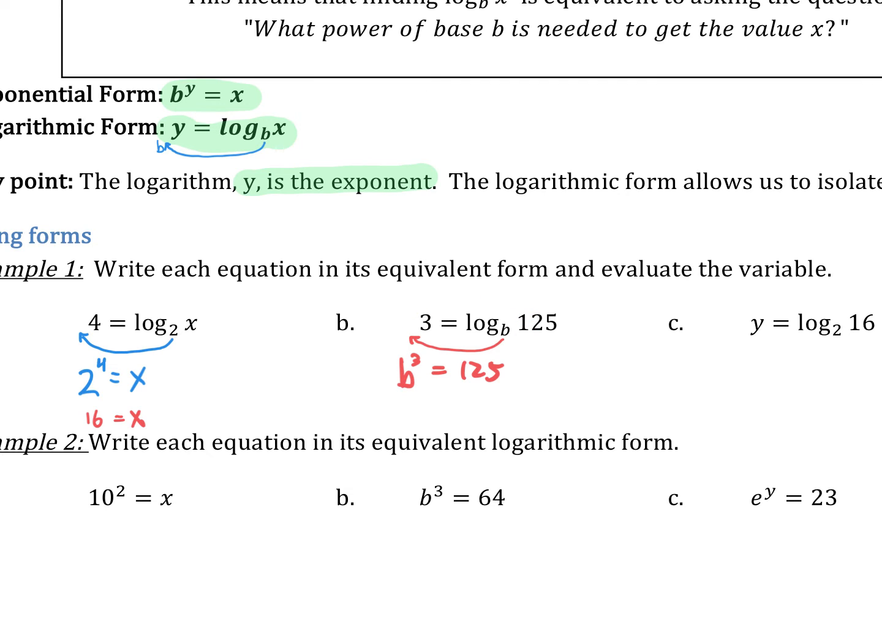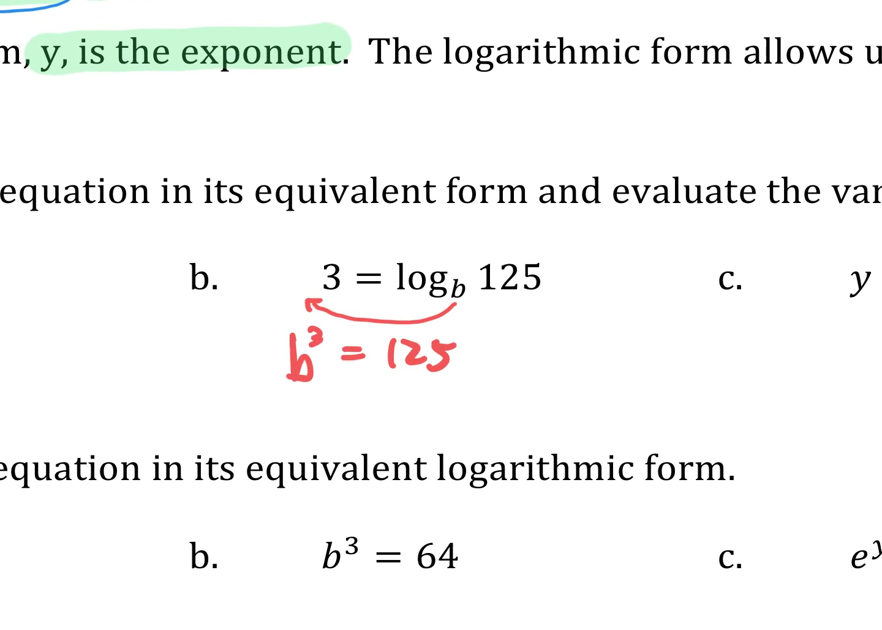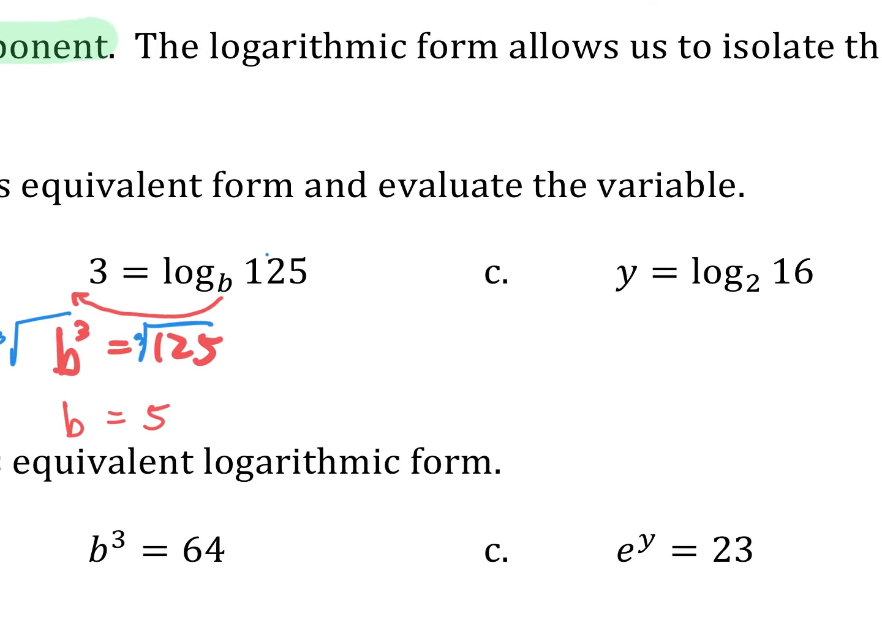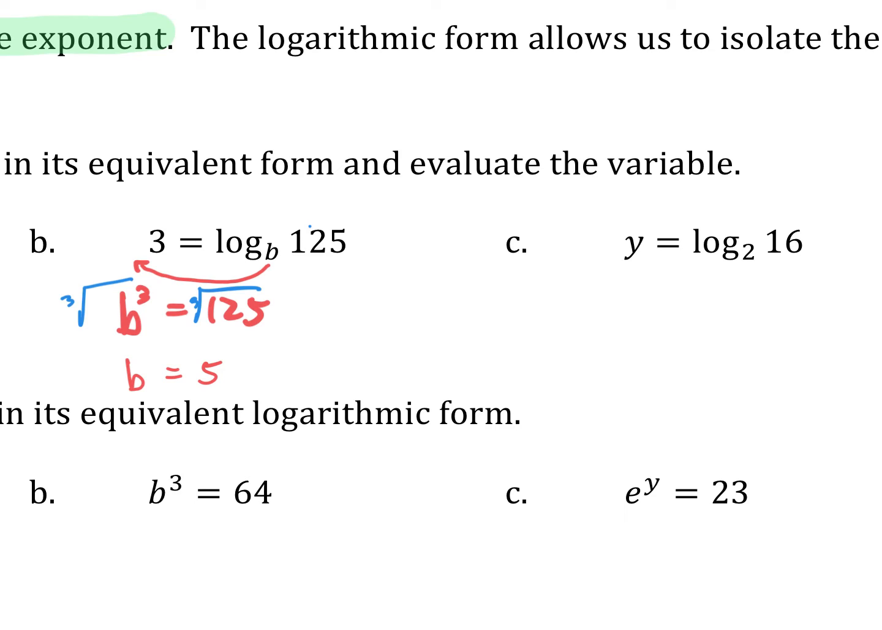And so now that equation looks a little more familiar. b to the 3rd is 125. How do we undo that? Well, we can take the 3rd root of both sides, and we say, oh, we know what that is. The cube root of 125, well, that's 5. 5 to the 3rd power is 125. So by writing it in exponential form, it looks familiar, and we can do something with it.